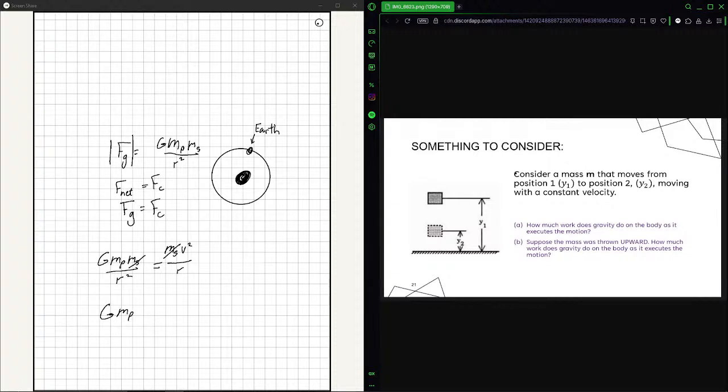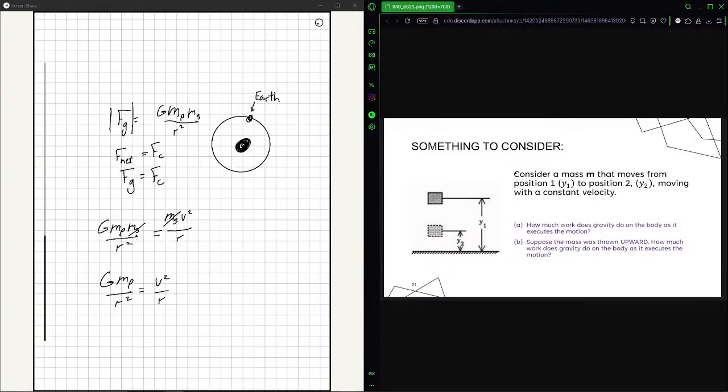So now we have G M_P over r squared equals v squared over r. So it's not dependent on the mass of the satellite. The satellite could be 10,000 grams, it could be 10 million tons, it doesn't matter. It doesn't affect the speed at which it orbits. We can also cancel out one of the r's. So what we get for velocity is G M_P over r equals v squared.